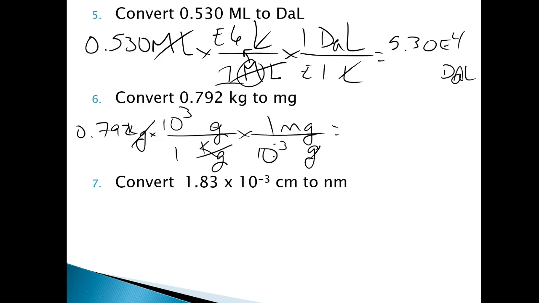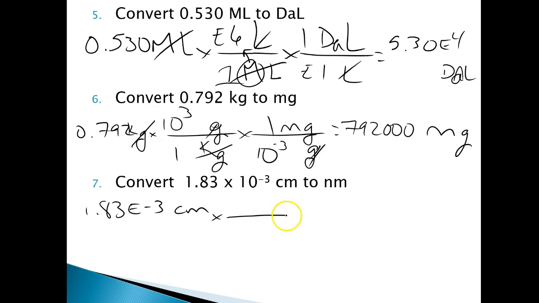And you get 792,000. And you can leave it that way, as long as you don't put a decimal in there. Milligrams. Okay, 1.83 e to the negative 3rd centimeters.